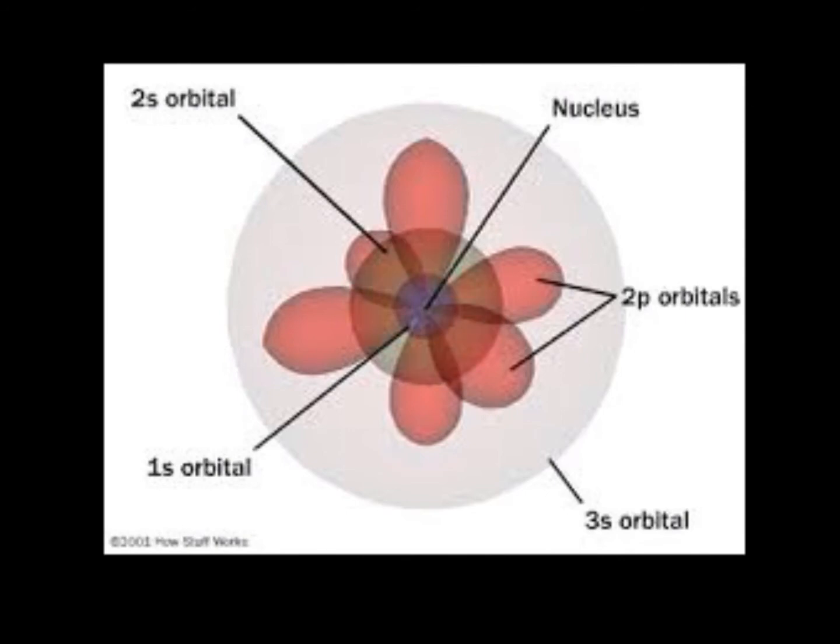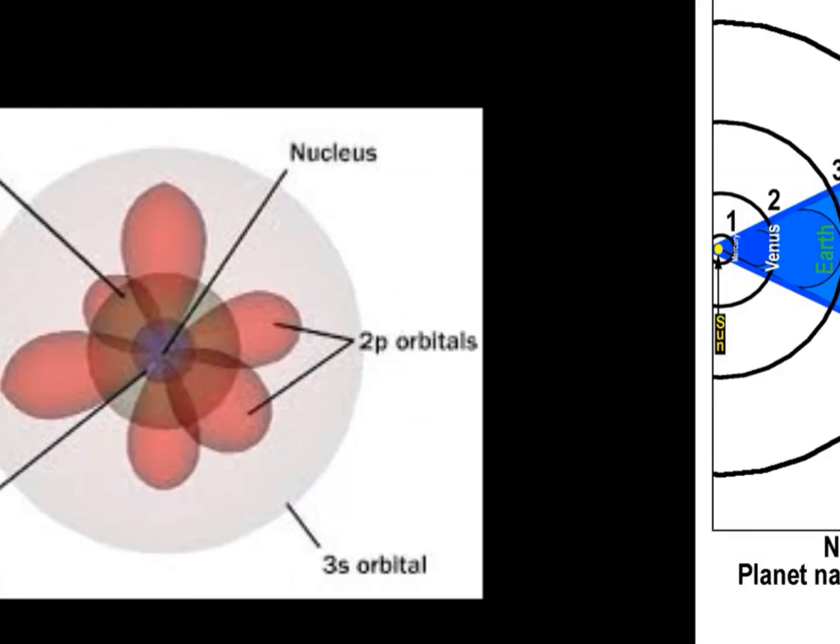Going on to your 2s, there are 2 electrons here. Now these electrons here, they're actually being blocked. The pull of the nucleus is actually slightly blocked by the 1s. Okay? So think about this. Let's look at these planets.